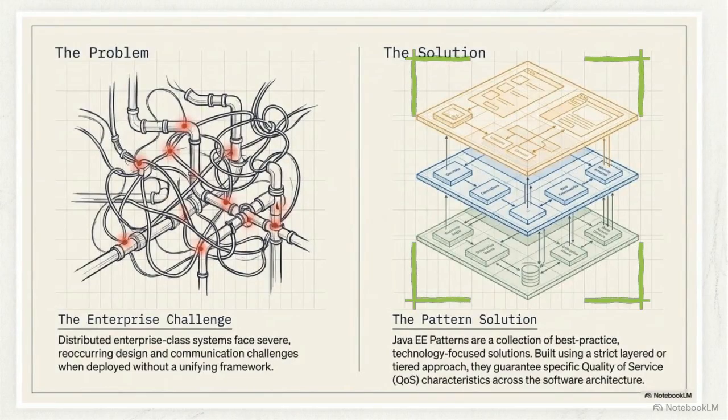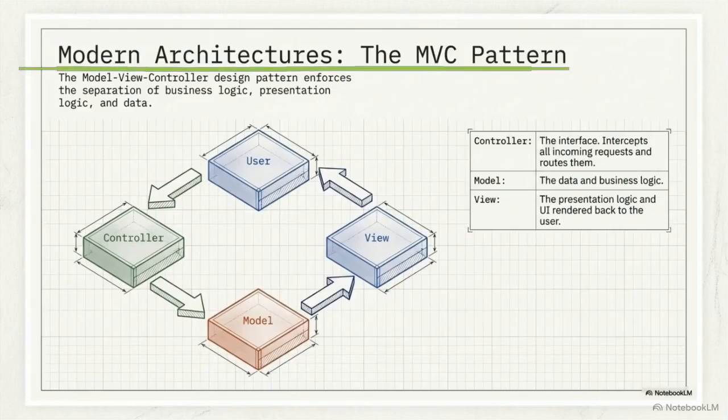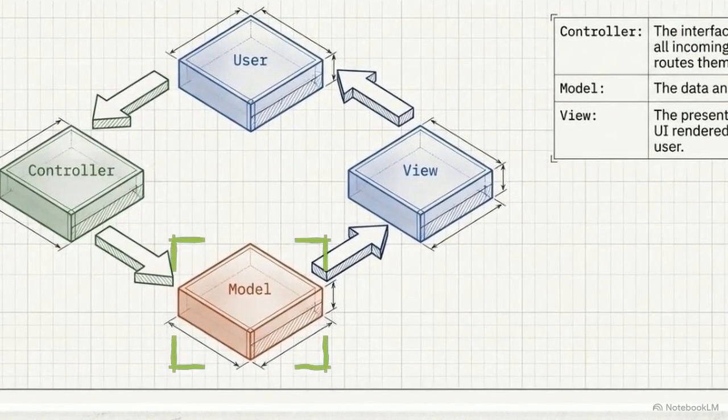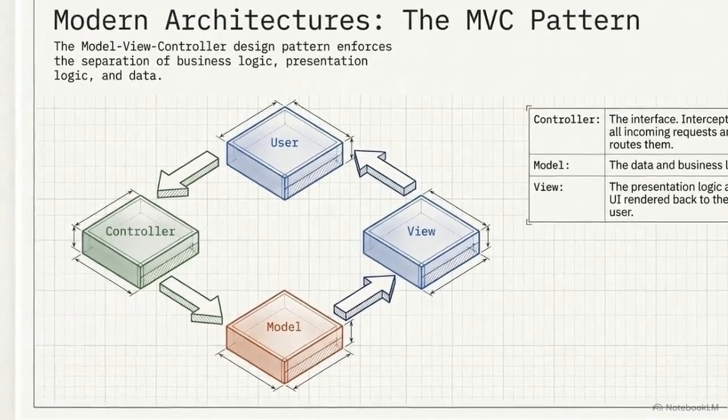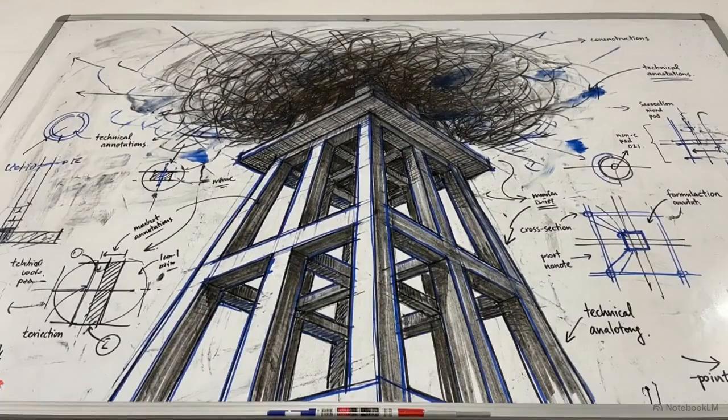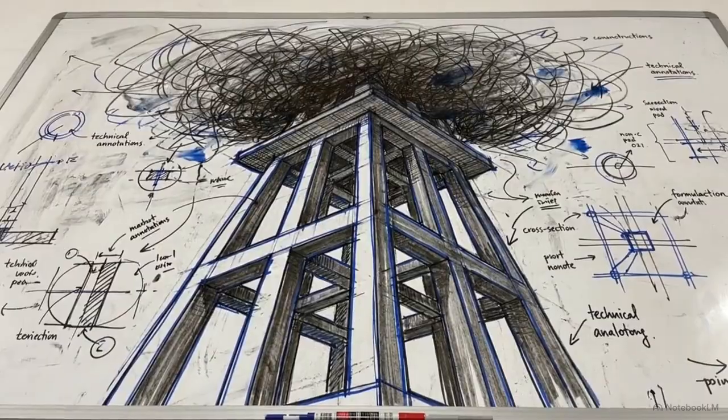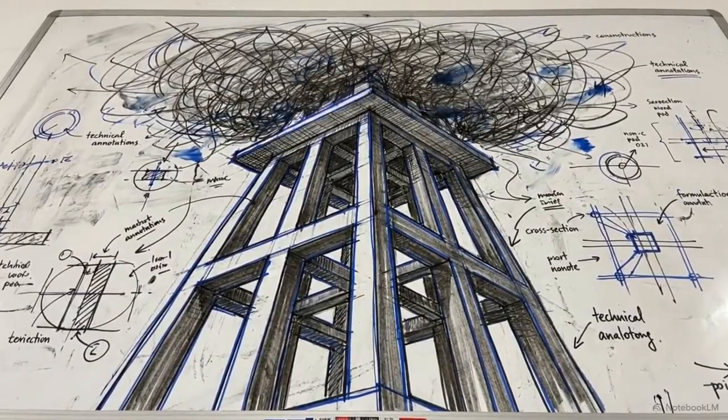This diagram breaks down a widely used pattern, Model View Controller, or MVC. It rigidly enforces the separation of data and business logic in the model, the interface in the view, and request routing in the controller. These design patterns are not stylistic preferences. They are the load-bearing engineering rules that keep an application from collapsing under its own weight.